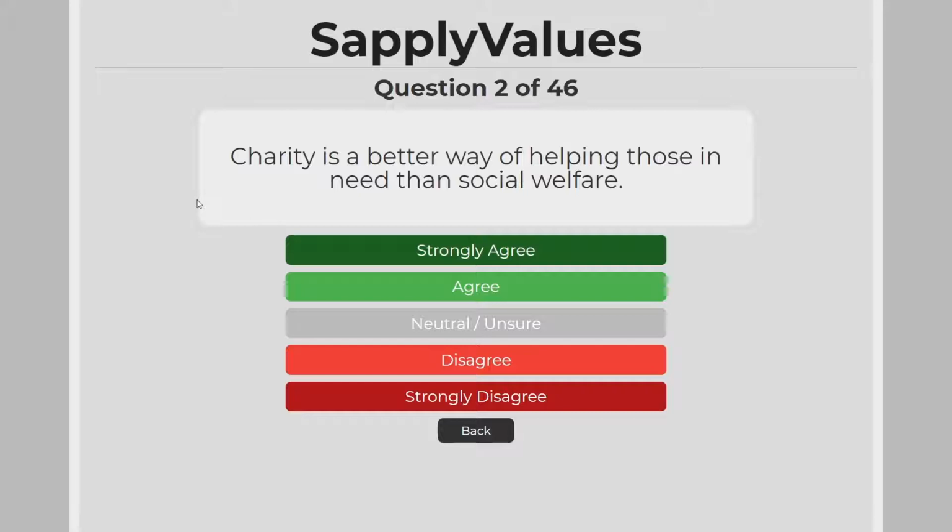With charity, people might be really generous one part of the year. For instance, Christmas just happened, so people were probably really generous to charities. But I don't think that people are going to be that generous in July, the middle of the year or something. I think social welfare is probably better, so I'm going to go with a strongly disagree on this.